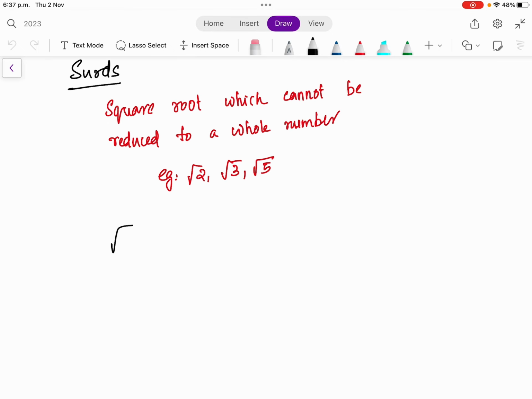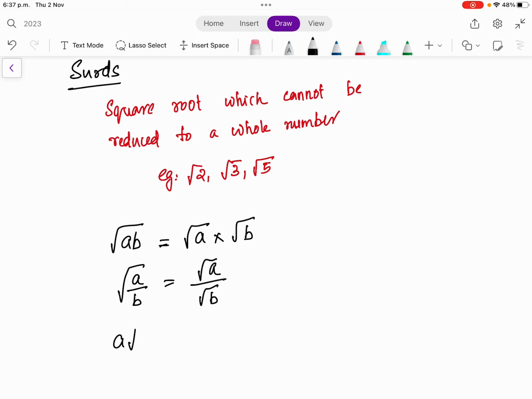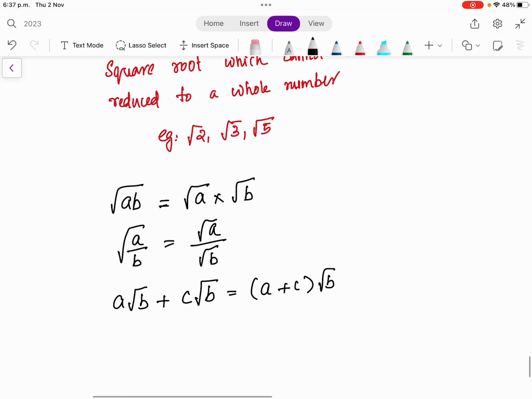So the first rule is the square root of ab, like multiplying. If you are multiplying two numbers, you can just write it as the square root of a times the square root of b. This is the first rule. And a over b will be the square root of a over the square root of b. Then a root b plus c root b: if the surds are the same, I can write it as (a plus c) times the square root of b.